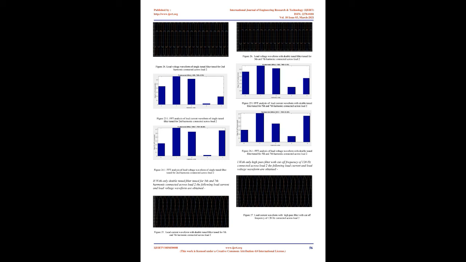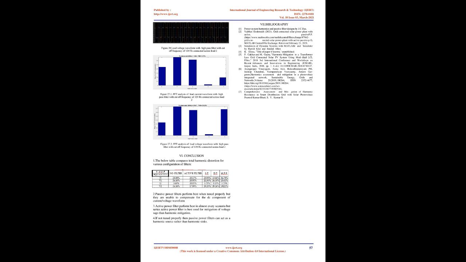A fast Fourier transform, FFT, is an algorithm that computes the discrete Fourier transform, DFT, of a sequence, or its inverse, IDFT. Fourier analysis converts a signal from its original domain, often time or space, to a representation in the frequency domain and vice versa. The currents and voltages on which FFT analysis has been done are listed in the following table. The simulations are performed such that only one filter is active at a time or none of the filters are active in the given time interval.